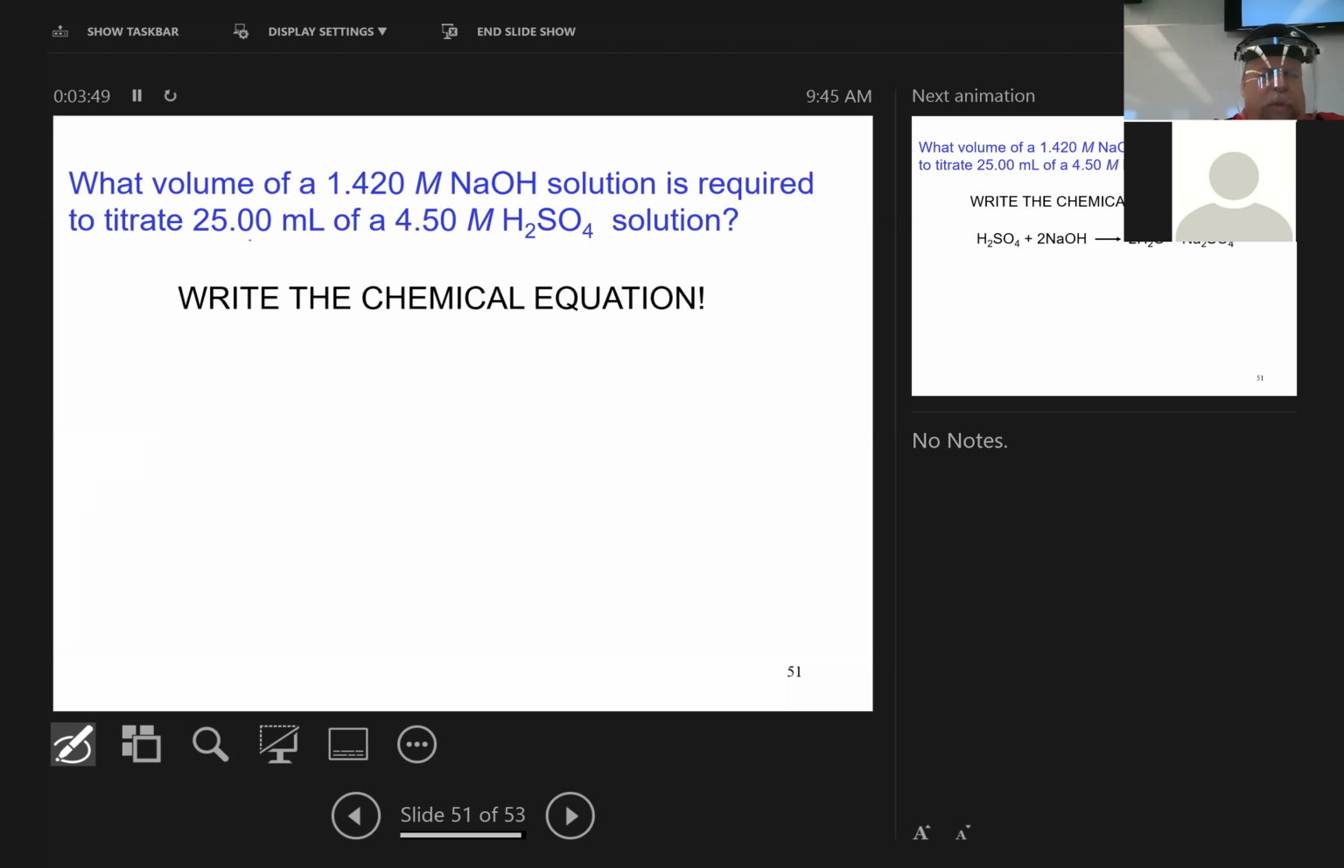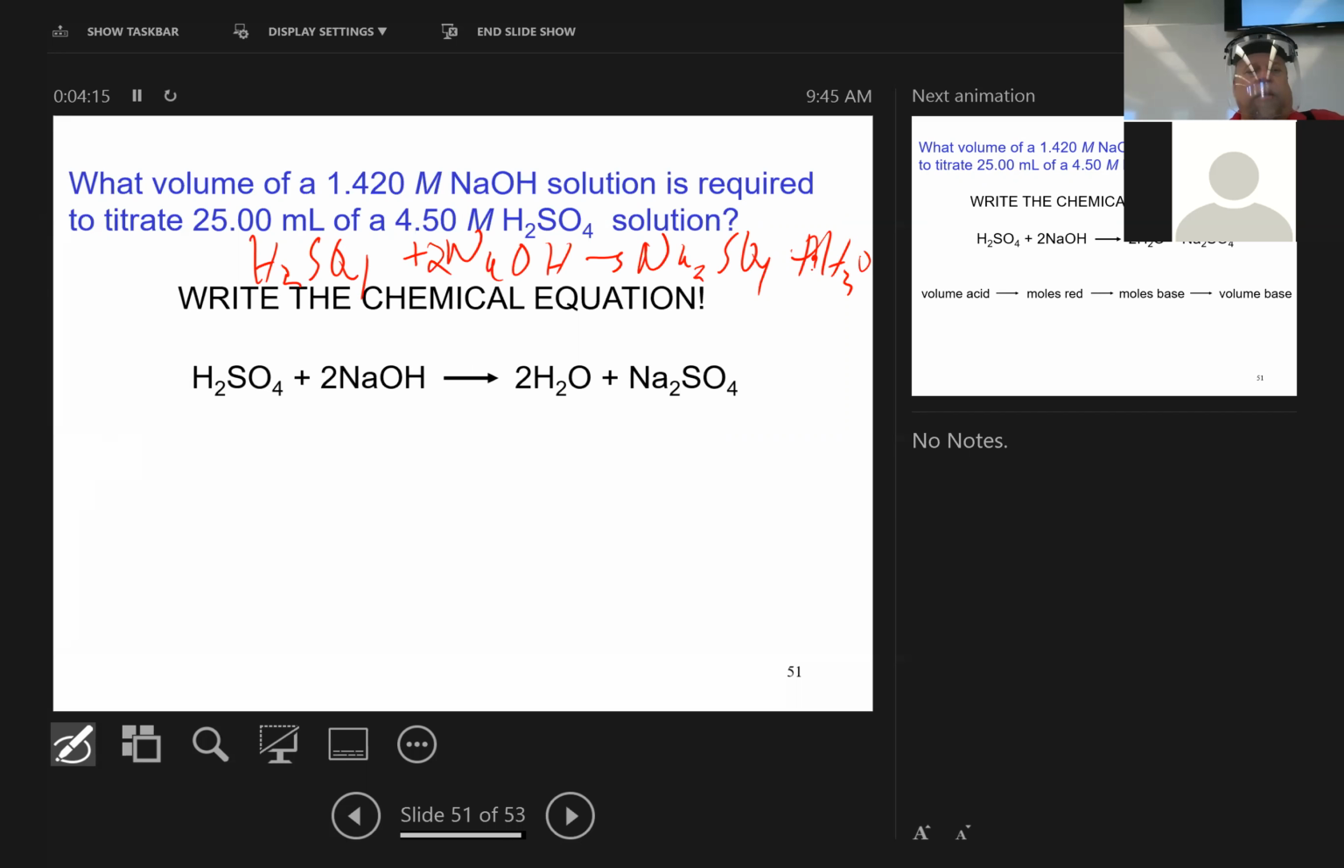Well, you put the sulfuric acid plus the sodium hydroxide goes to form sodium sulfate plus water. And it has to be balanced. So this would be a 2 in front, and now it's balanced on both sides. So now you would have a 2 associated with that. So you write it down first there, and you balance it.